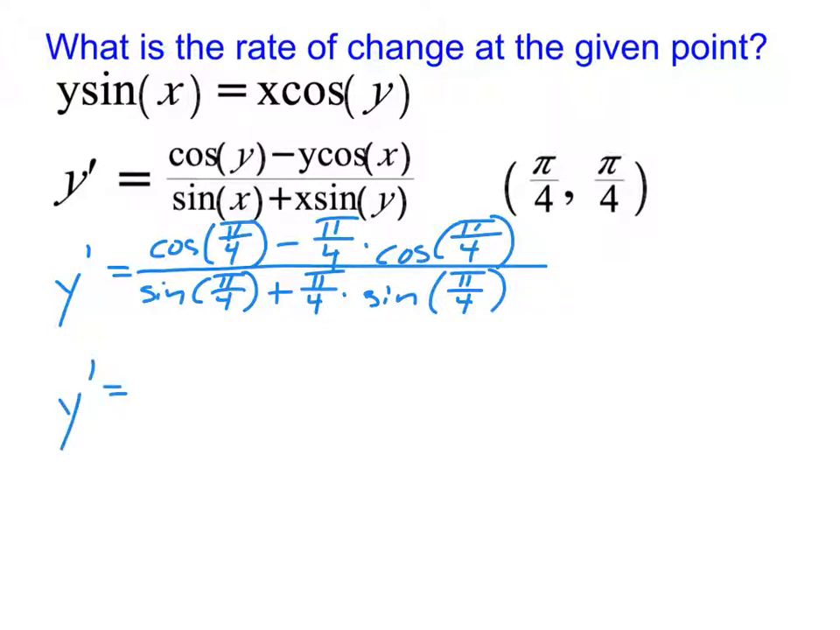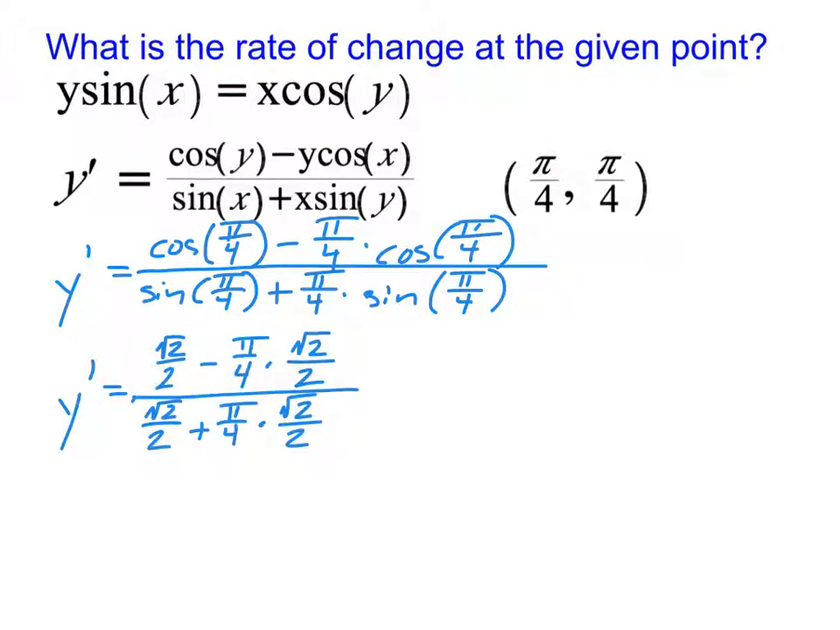So pi over 4, remember, if we're talking degrees, that'd be like 45 degrees. That's about where this one's located. And remember, both sine and cosine there are the same. They are both root 2 over 2. And so anywhere where I see cosine of pi over 4 or sine of pi over 4, I can go ahead and replace that now with root 2 over 2. And then once we've done that, then it's a matter of calculating what does this actually equal.